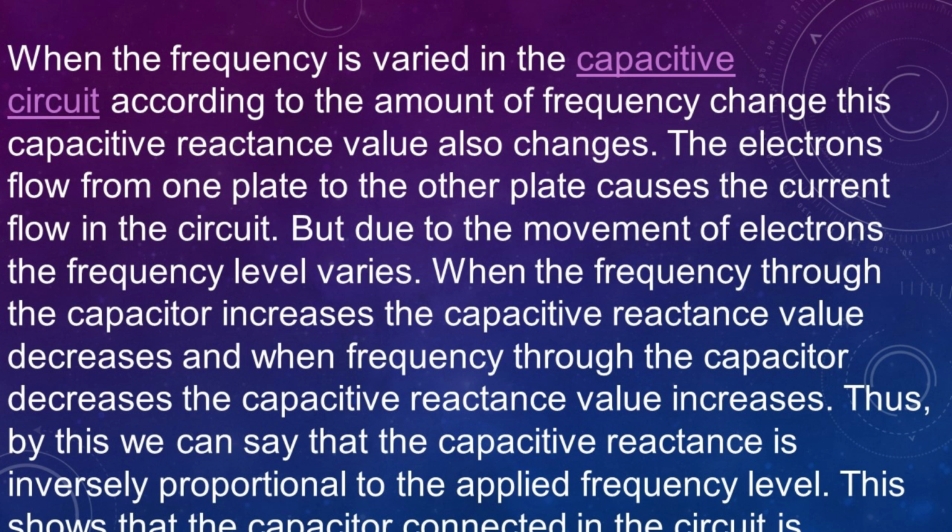But due to the movement of electrons the frequency level varies. When the frequency through the capacitor increases the capacitive reactance value decreases, and when frequency through the capacitor decreases the capacitive reactance value increases. Thus, we can say that the capacitive reactance is inversely proportional to the applied frequency level. This shows that the capacitor connected in the circuit is dependent on supply frequency. This phenomenon is called complex impedance.